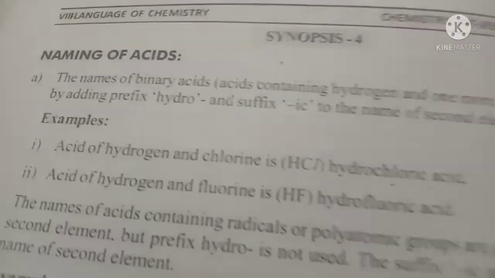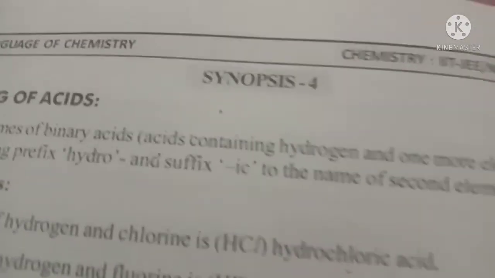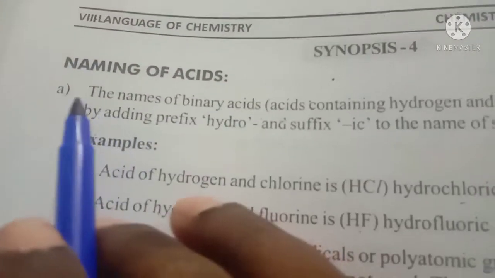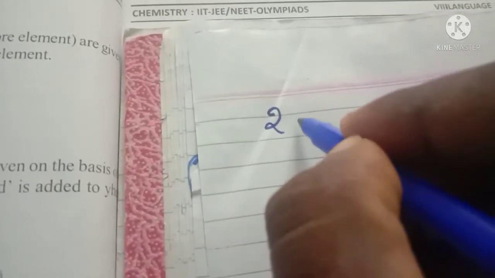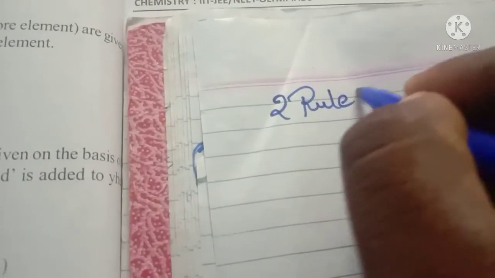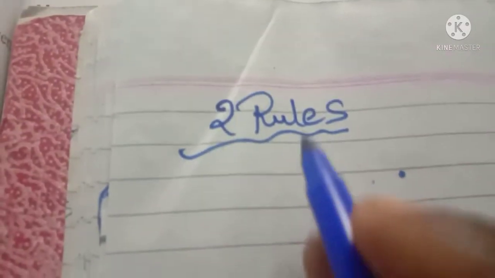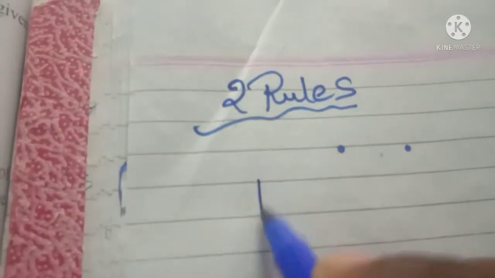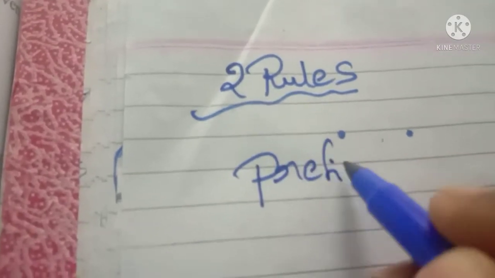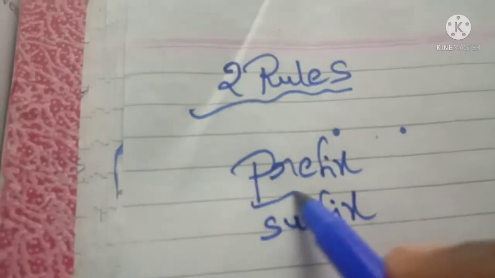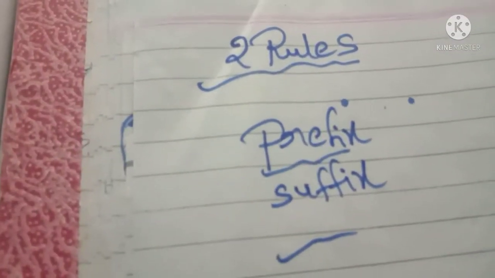Come here now. So first, this is rule 1, naming of acids. We have 2 rules. How many rules do we have? 2 rules. Before going to study these rules, you need to know what is prefix and what is suffix. These 2 things you need to know.